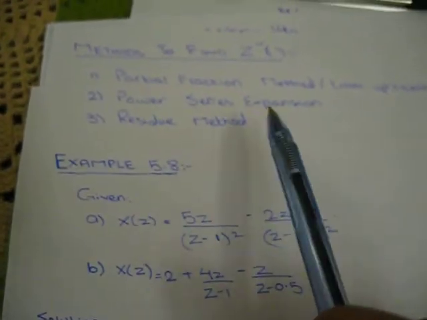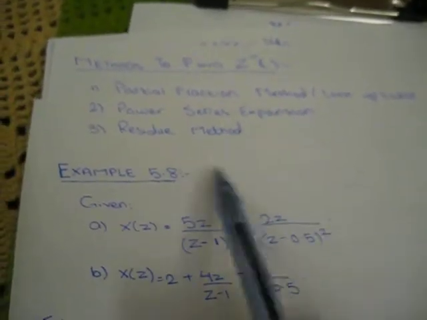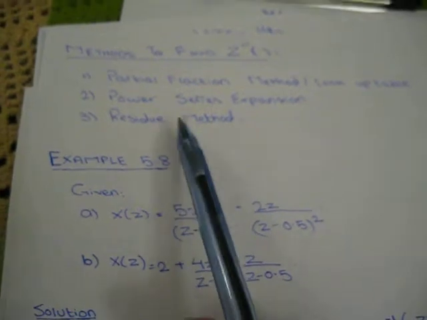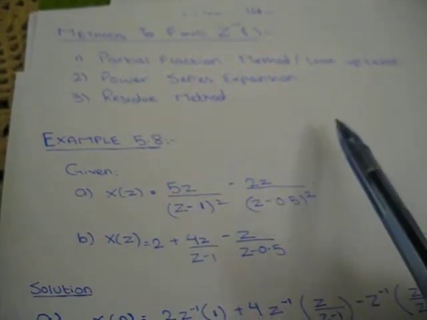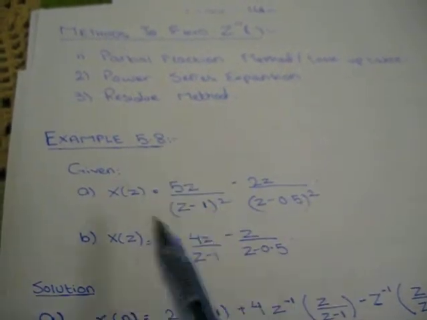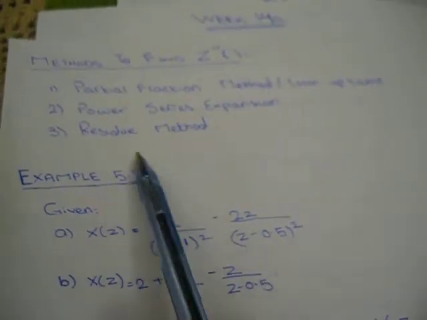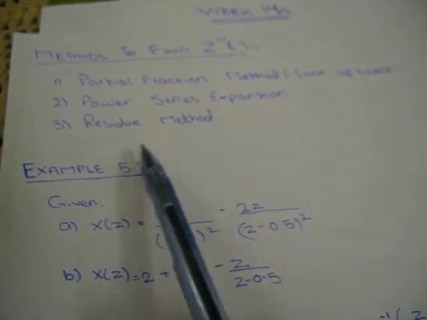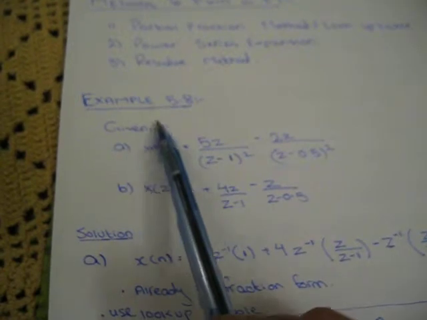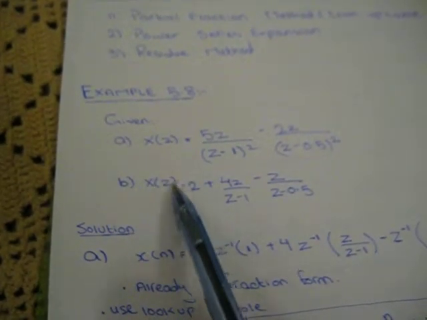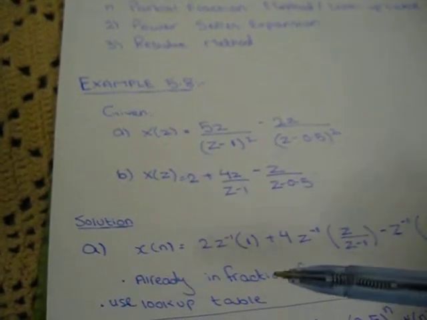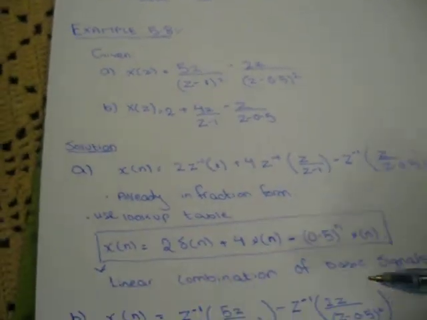Now what are the methods to find the inverse Z transform? Number one method is the partial fraction method, which will be discussed in this book. The other two methods are out of our scope, which are power series expansion and residue method. Now consider this example 5.8, where we are given two Z transforms. We have to calculate their inverse Z transform.